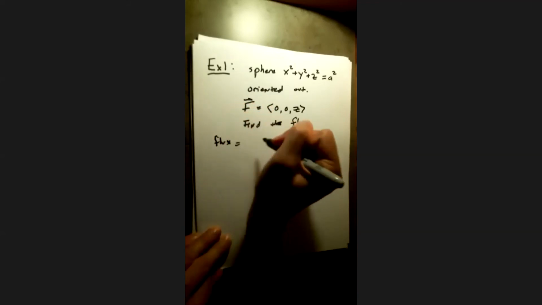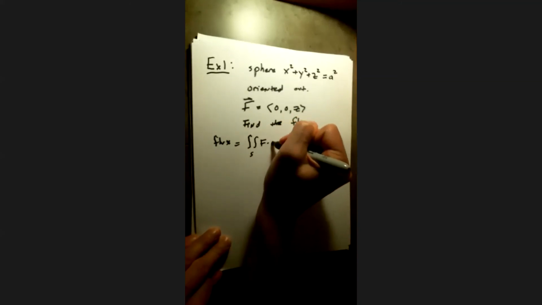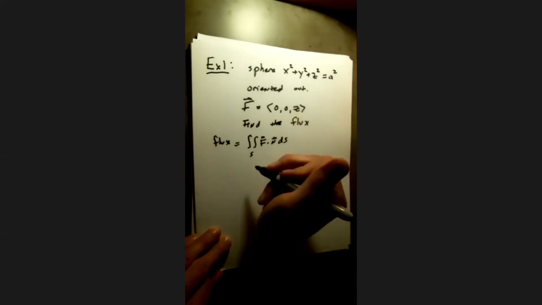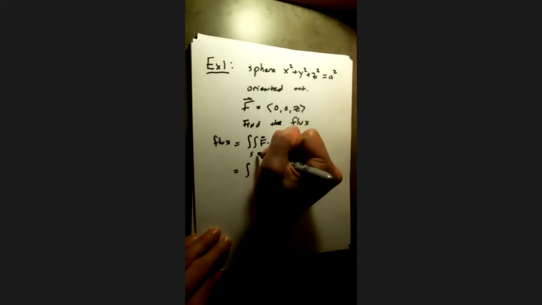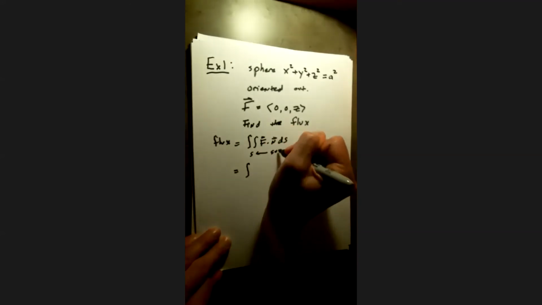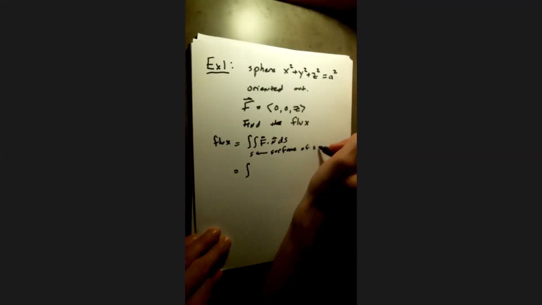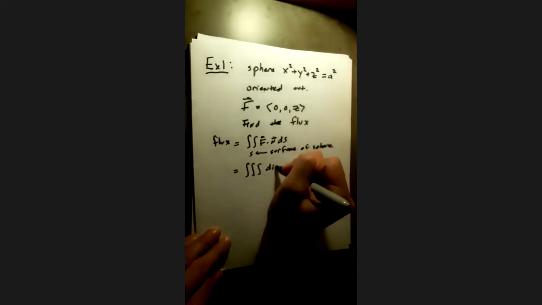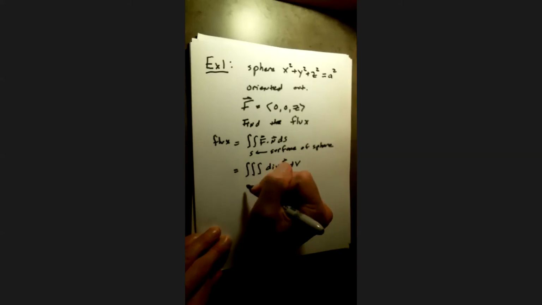So the formula for flux is the surface integral of F dot n dS. And this is again the big S. And we just learned our divergence theorem. Just to make it clear, the S here would be the surface of the sphere. And so this would be equal to the triple integral of the divergence of F dV across the interior of the sphere.